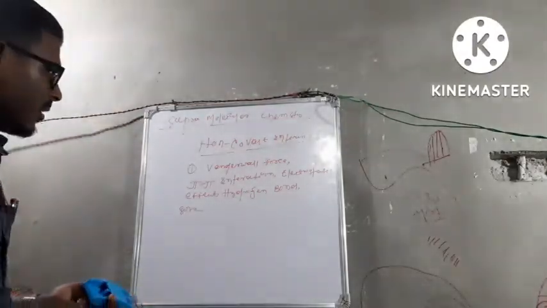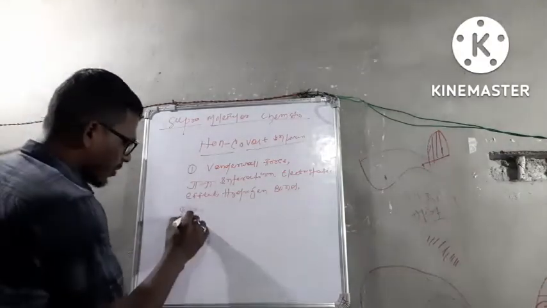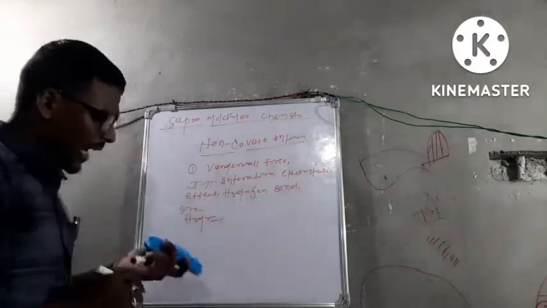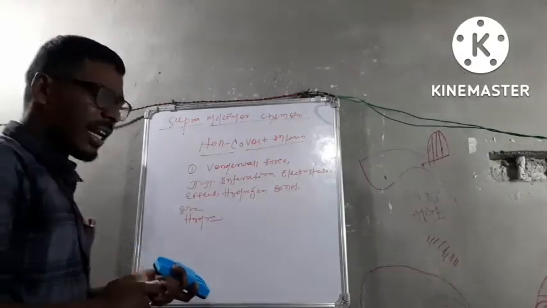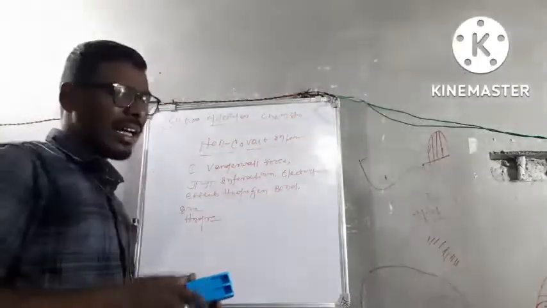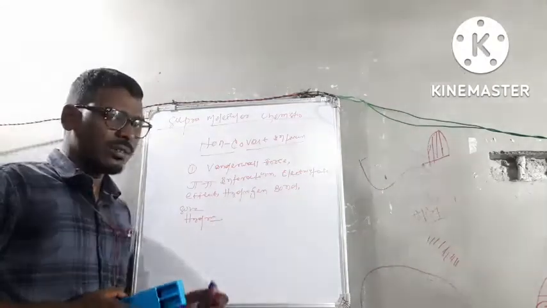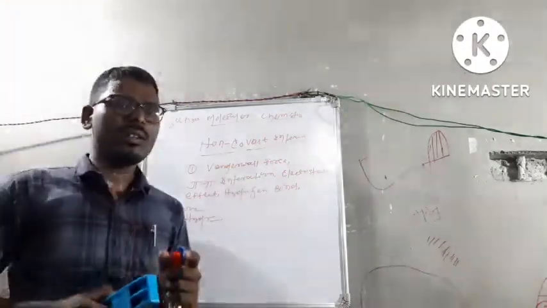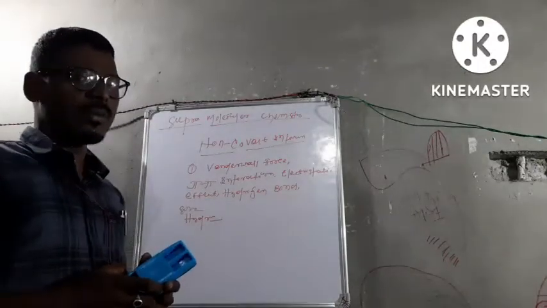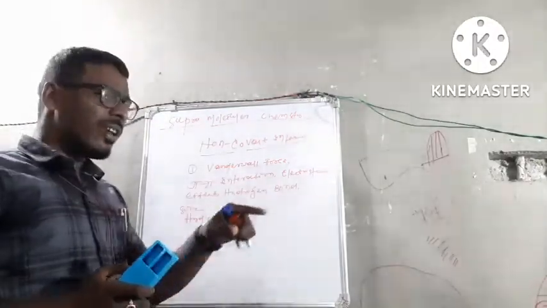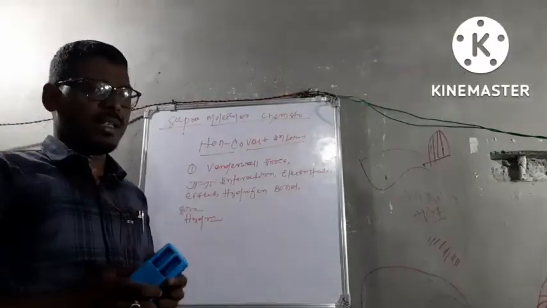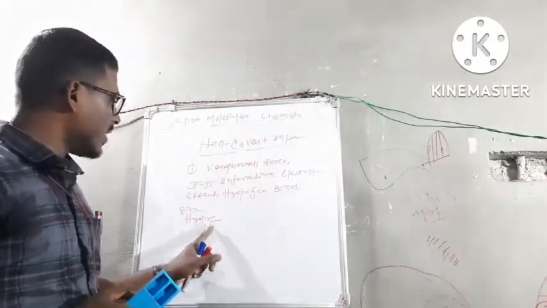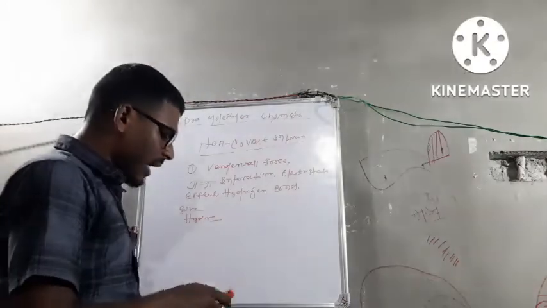Another is the hydrophobic force. What is the hydrophobic force? Let us consider an example. When a hair is dipped into water, the hair enters the water in a manner that it moves in a circular way, not directly. That is due to the hydrophobic force. And another is hydrogen bonding. What is hydrogen bonding?